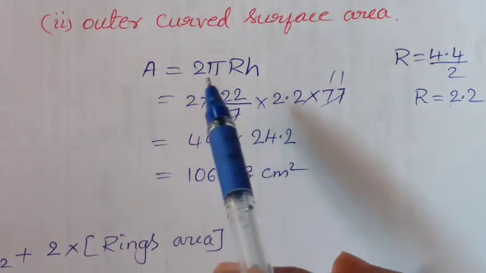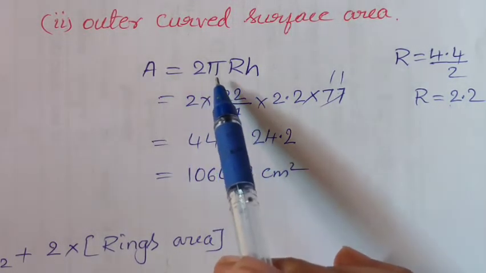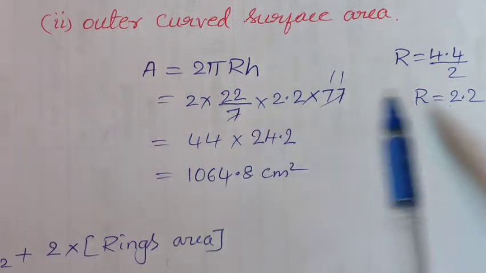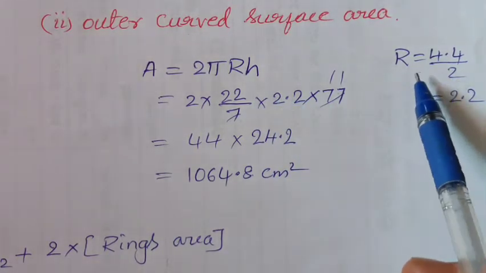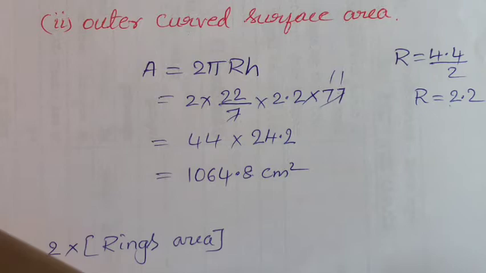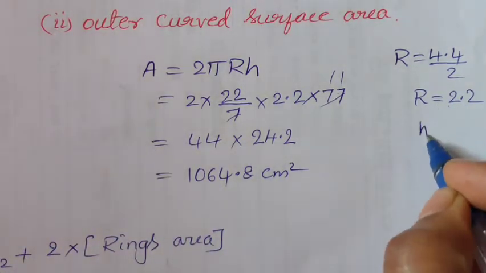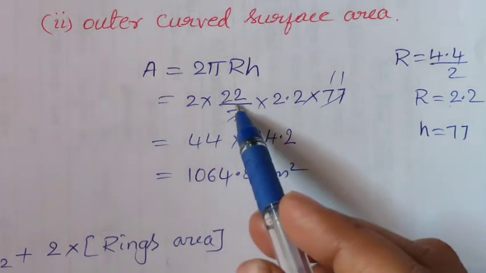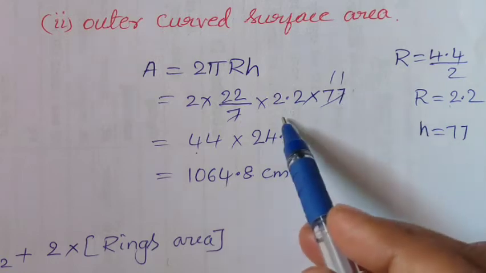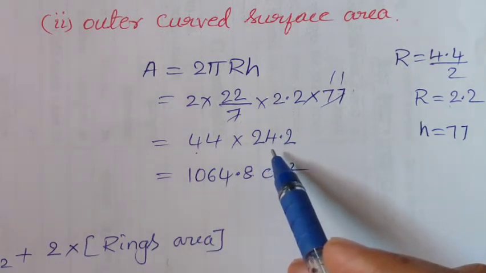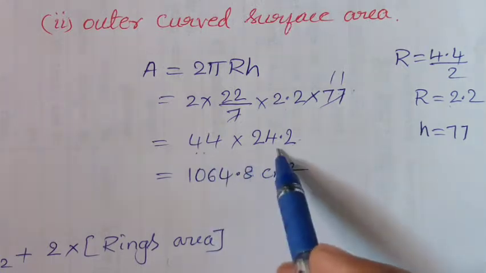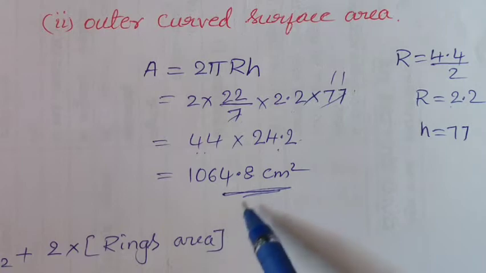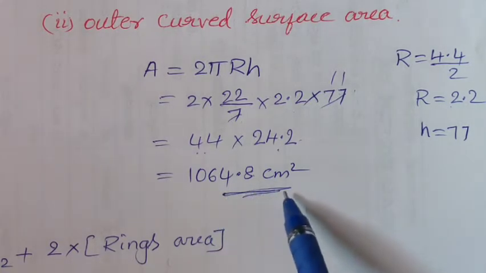So now put the formula. Outer curved surface area is 2 pi r h. Substitute the value. So r is 2.2 and h is the same, because the length of the pipe is nothing but the height. H is equal to 77. So write 77. Now divide by 7, we get 11. 22 into 2 is 44 and you multiply 11 into 2.2 is 24.2. So now multiply these two, we get the outer curved surface area of the cylinder is 1064.8 centimeter square.